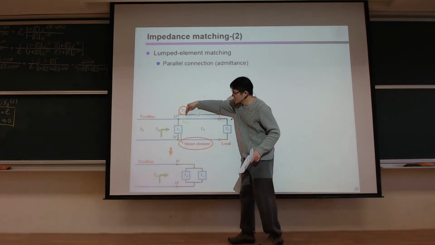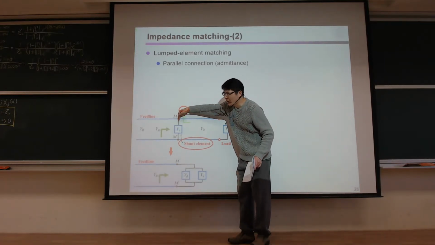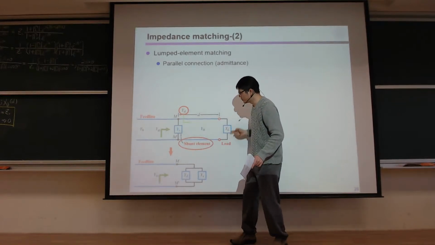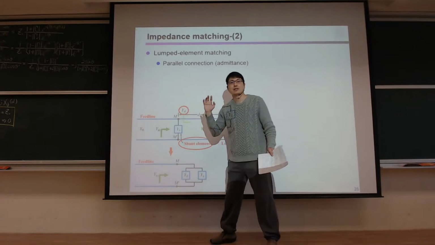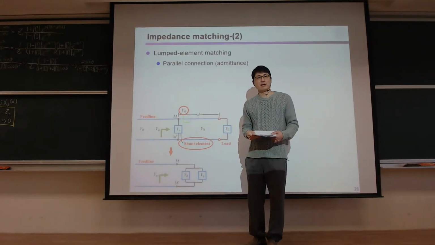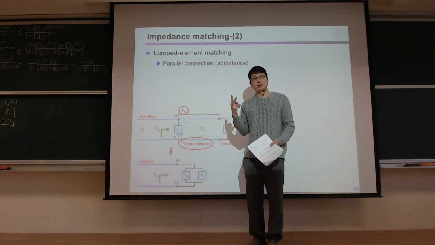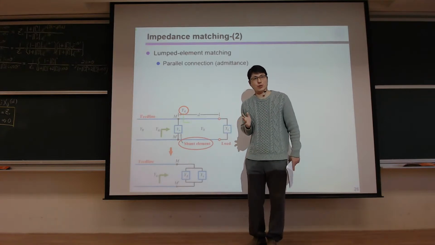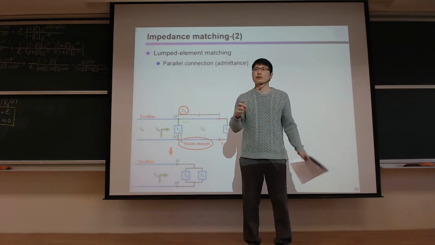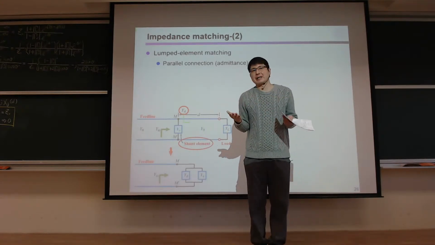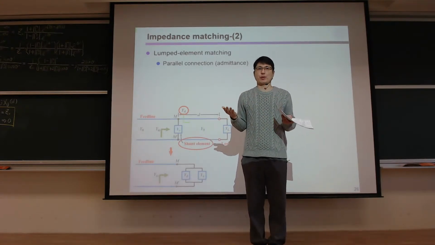So at this distance, I already know that the real part of the wave impedance is matched to the characteristic impedance of my transmission line. All I have to do is kill the imaginary part. How to kill the imaginary part? What do I mean by killing the imaginary part?